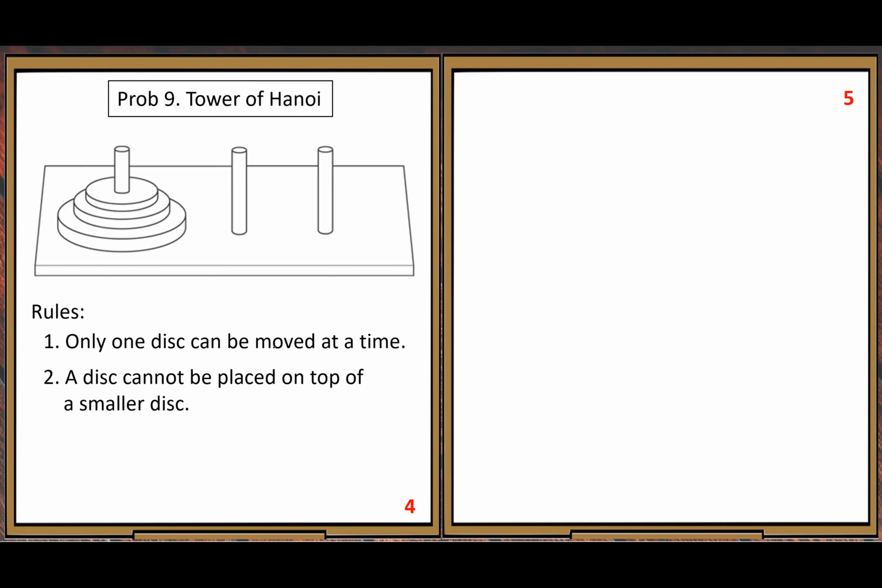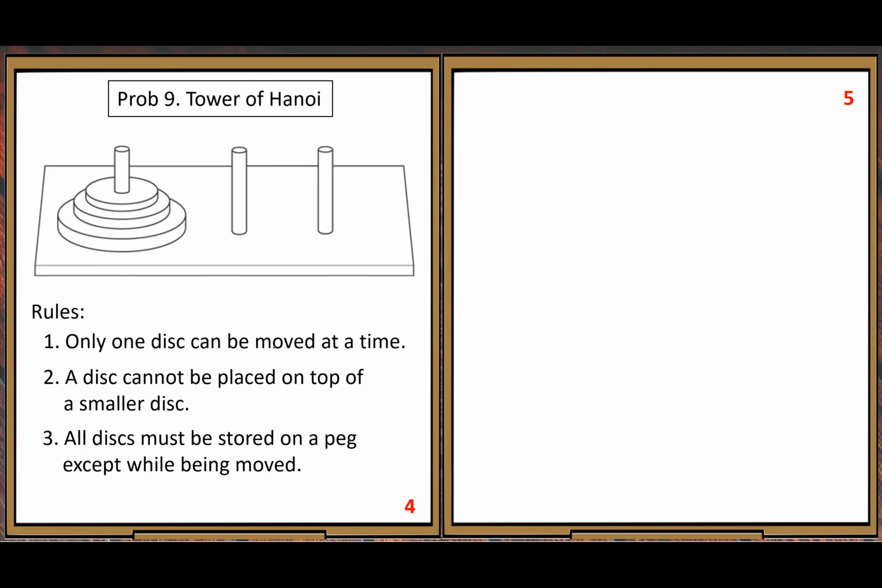Number 2, a disk cannot be placed on top of a smaller disk. You have to follow the order. A smaller disk must be on top of a larger disk. You cannot reverse that, with a larger disk on top of a smaller disk. So rule number 2 does not allow you to do it the opposite way.